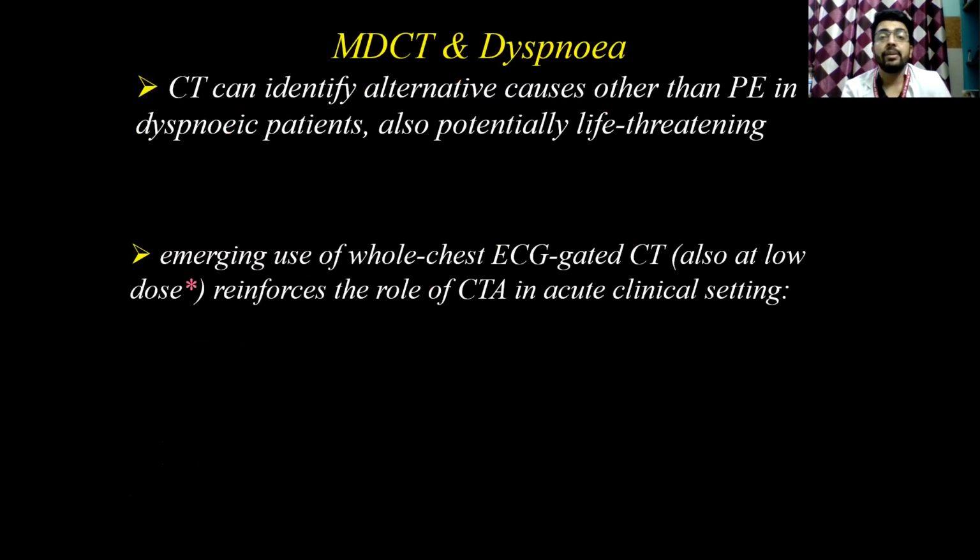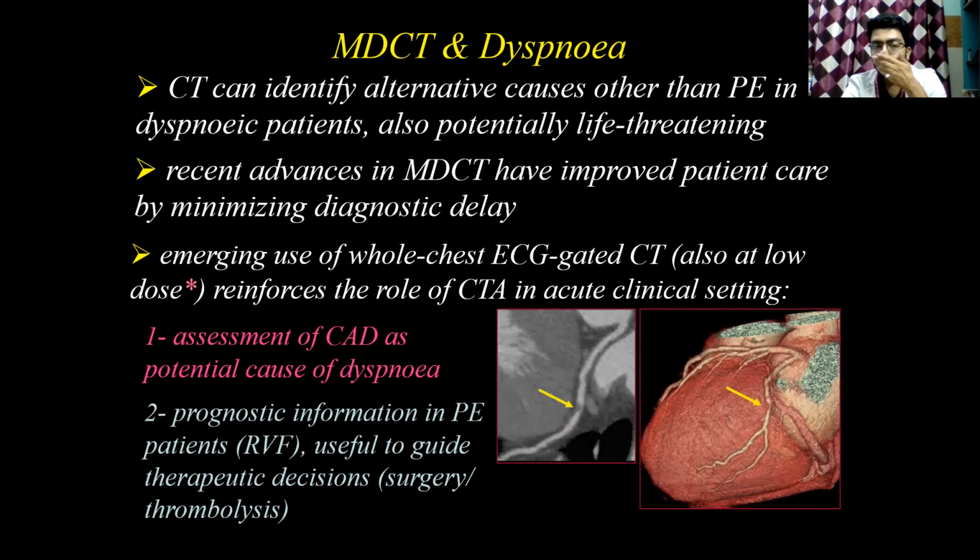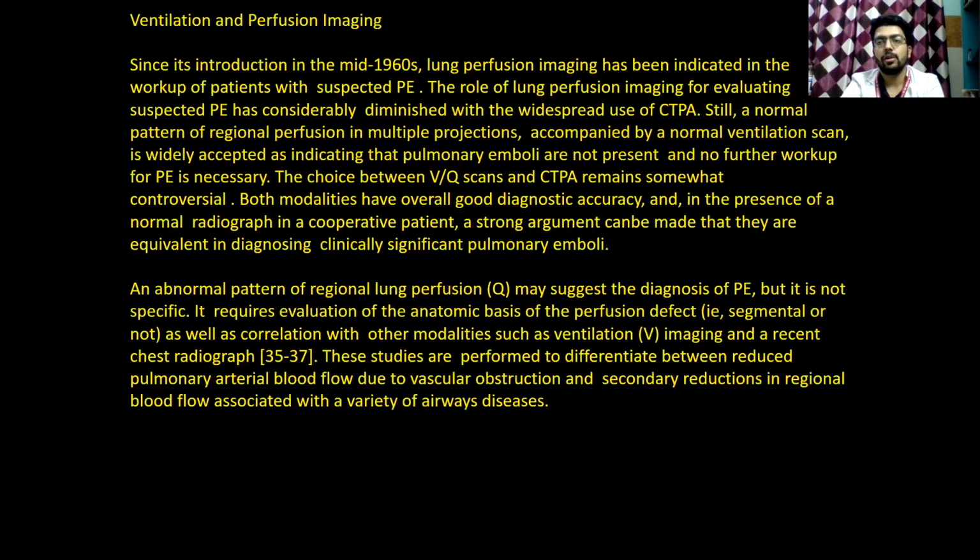MDCT and dyspnea. CT can identify alternative causes other than PE in dyspneic patients, also potentially life-threatening. Emerging use of whole chest ECG gated CT reinforces the role of CTA in the acute clinical setting. Recent advances in MDCT have improved patient care by minimizing diagnostic delay. Assessment of coronary artery disease as a potential cause of dyspnea. Prognostic information in PE patients: right ventricular failure is useful to guide therapeutic decisions, surgery, or thrombolysis.